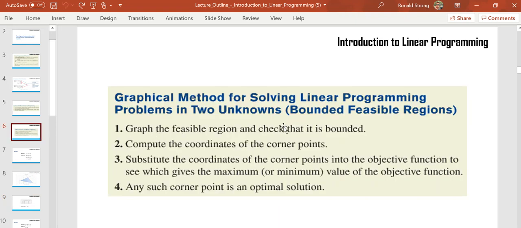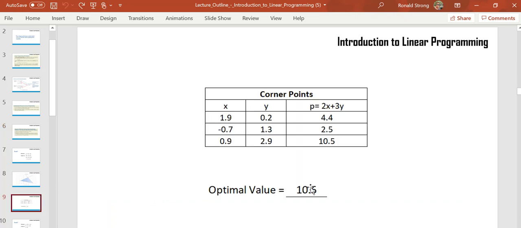We graphed the feasible region and checked that it was bounded. We computed the coordinates of the corner points. We substituted the coordinates of the corner points into the objective function, and any such corner is an optimal solution. And so we found out that the optimal solution, if we're maximizing, is the largest of these. And that is the first example.